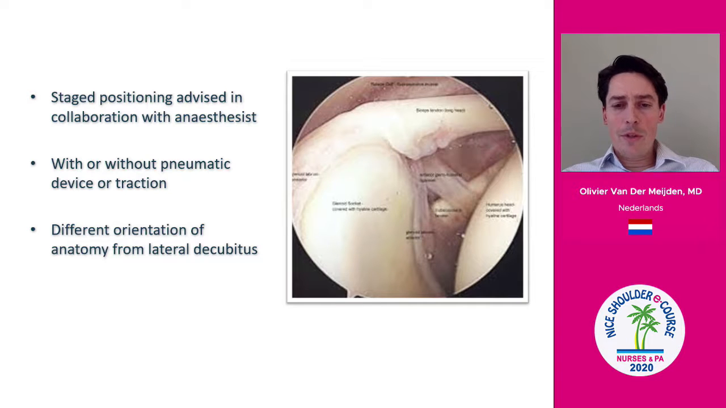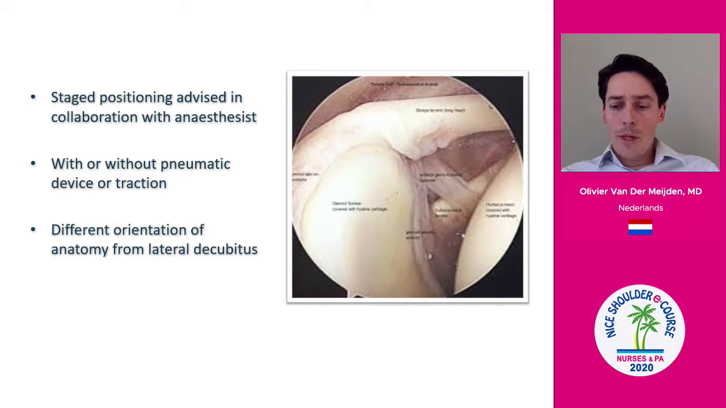So now the glenoid is vertical, the humeral head is on the right side, and you see again the long end of the biceps tendon attaching on the superior part of the glenoid. This is contrary to the lateral decubitus, where the glenoid is orientated differently.